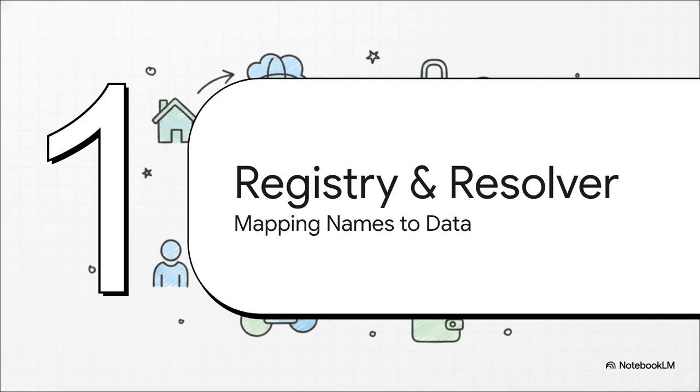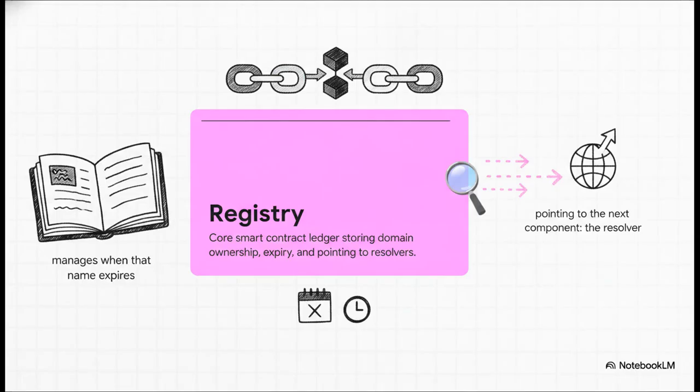Moving on to Section 2, the registry and resolver model, or how we actually map names to data. Okay, so ENS is basically split into two main pieces. The first one is the registry. This is the core smart contract ledger that stores all the domain ownership info. Think of it like a giant central database, or maybe the spine of a massive phone book. Now, it doesn't hold your actual data, it just definitively tracks who owns a specific name, it manages when that name expires, and, this is crucial, it points queries directly to the second component, which is the resolver.